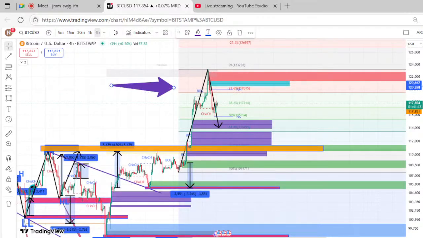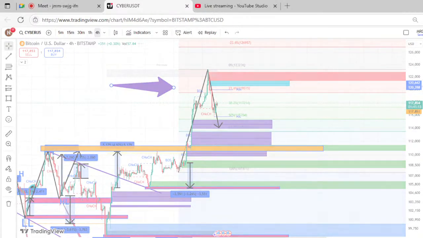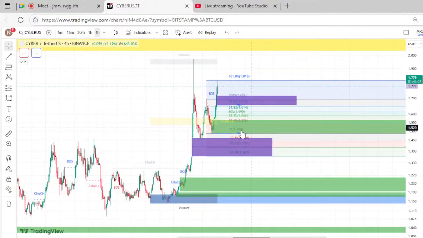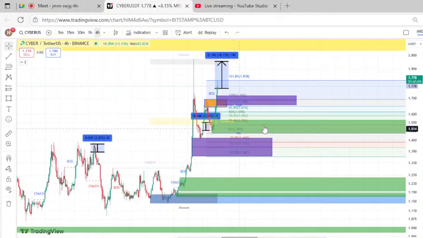I'm done with that side of Bitcoin. Now let us go to the chart. Let us go to another coin. I shared with you this coin, and I believe we are looking at our 10%.